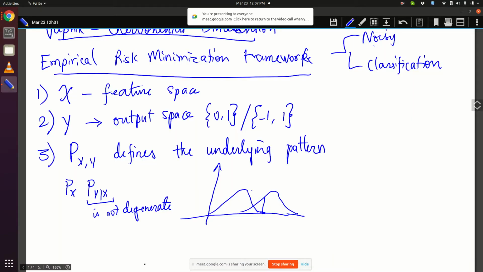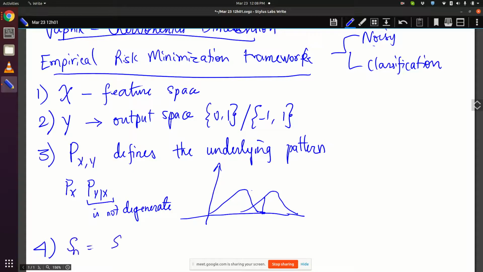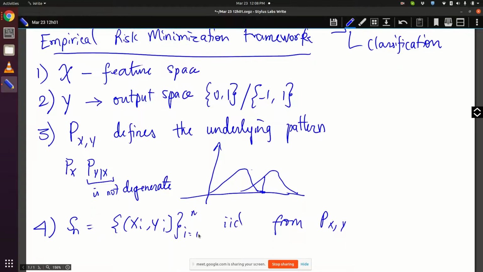The fourth thing is that we are given samples Sn, which is (xi, yi), i equal to 1 to n. They are drawn IID from p of x, y. So we have been given samples like this.